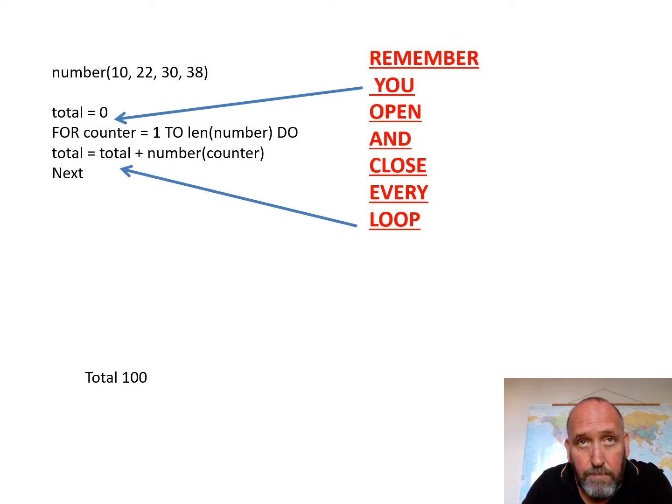And that's us. We've used our predefined function, and we've done a running total within this fixed loop. We know how many times it's going to repeat. It's going to repeat 4 times.